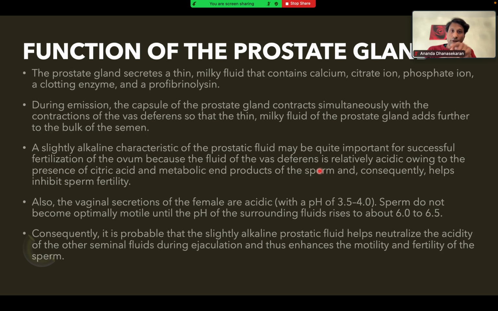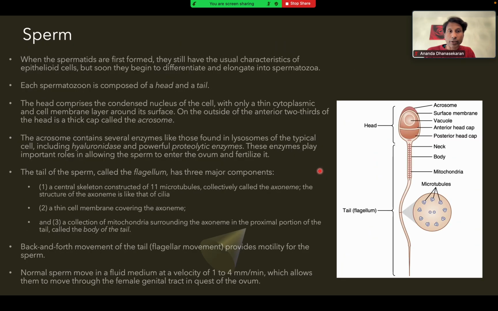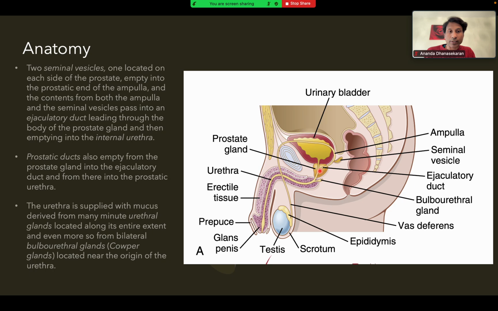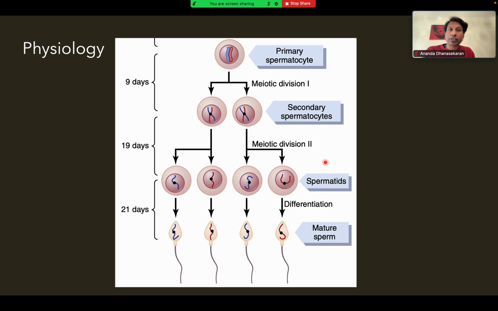Prostate gland. You have seen the prostate gland already. I will just take you through it again. The prostate gland is the one through which everything opens into the prostatic urethra, and then the ejaculation happens. This is the prostate gland. What are the functions of the prostate gland?